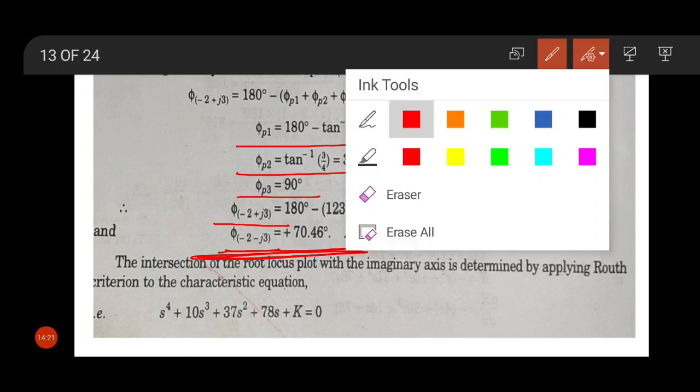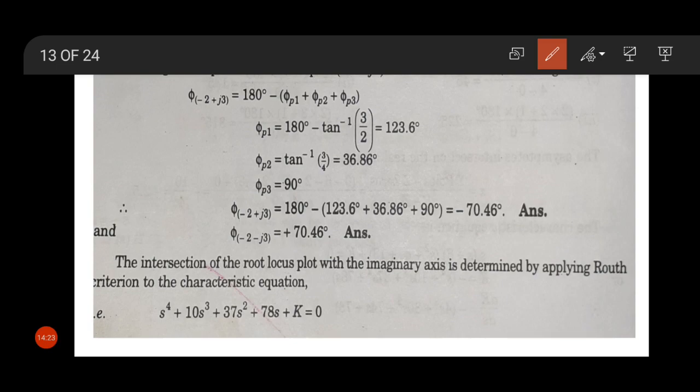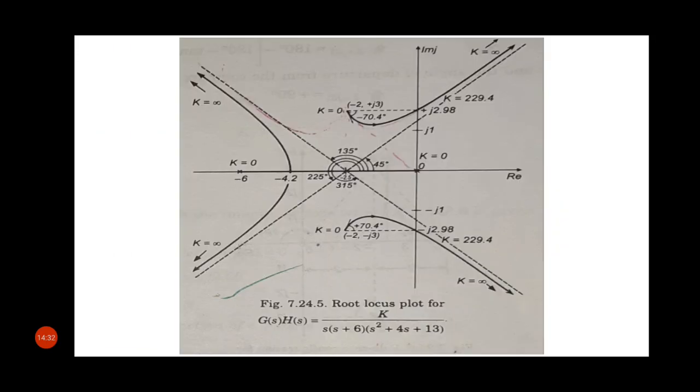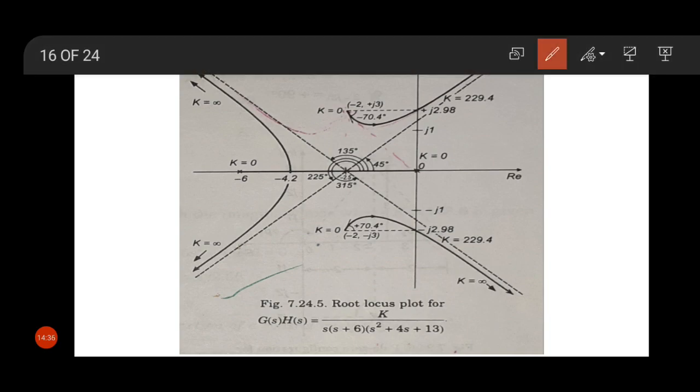Now we put this angle in our graph. Okay, so see here, we know there are 4 poles: 0, 0, -6, 0, -6, -2 plus j3 and -2 minus j3.